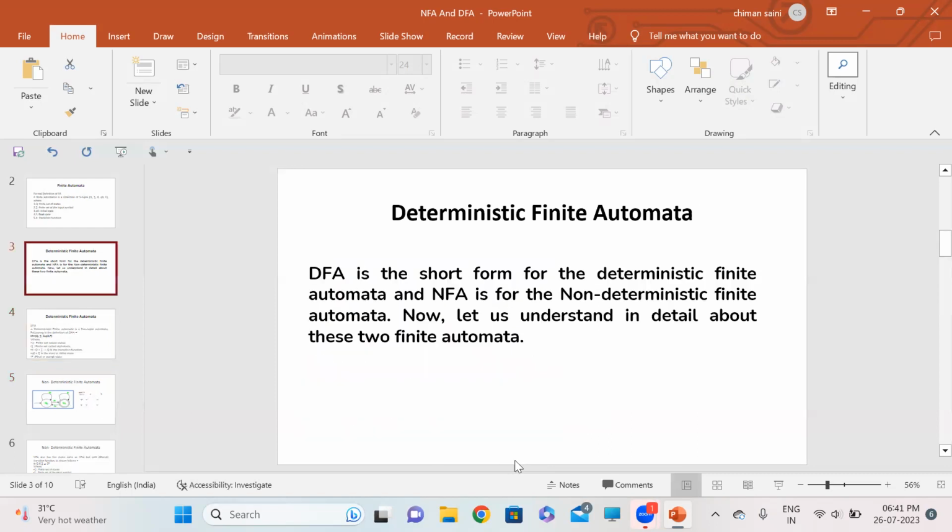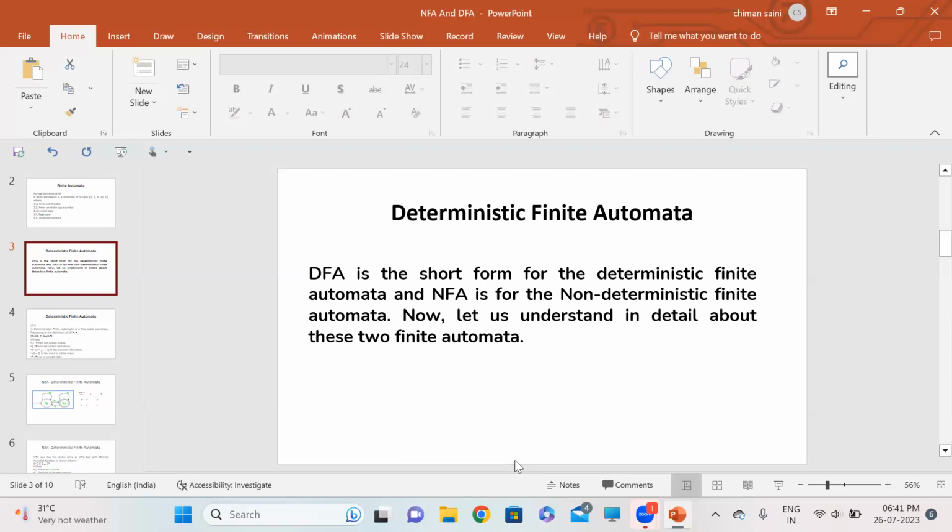Now there are two types of automata: first one is finite automata without output and the second is finite automata with output. Finite automata without output is further divided into three types. First one is DFA, deterministic finite automata. Second one is NFA, non-deterministic finite automata. And third one is null NFA, null non-deterministic finite automata. And finite automata with output is further divided into two types, Moore machine and Mealy machine.